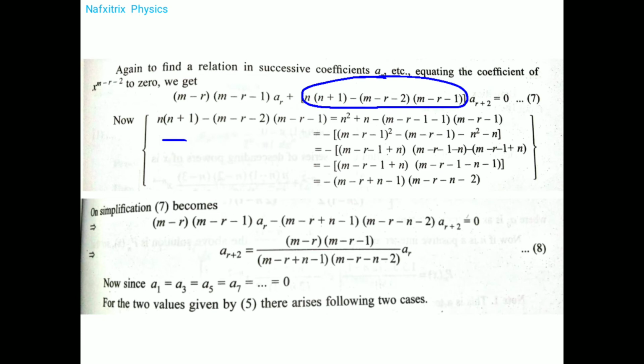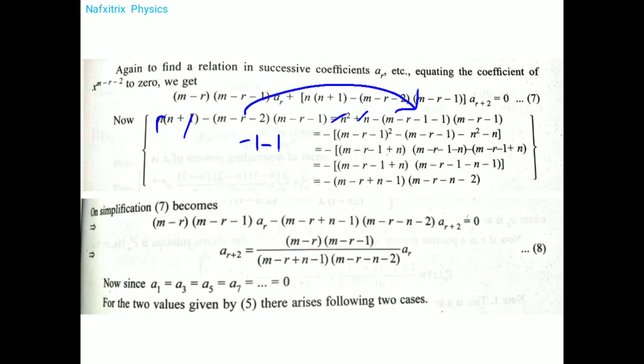So n into n plus 1 minus m minus r minus 2 into m minus r minus 1. n into n is n square, n into 1 is n, so n square plus n. And here, m minus r minus 2 could be written as m minus r minus 1 minus 1. So this m minus r minus 2 is written in this form, m minus r minus 1 minus 1, into m minus r minus 1. Like that.